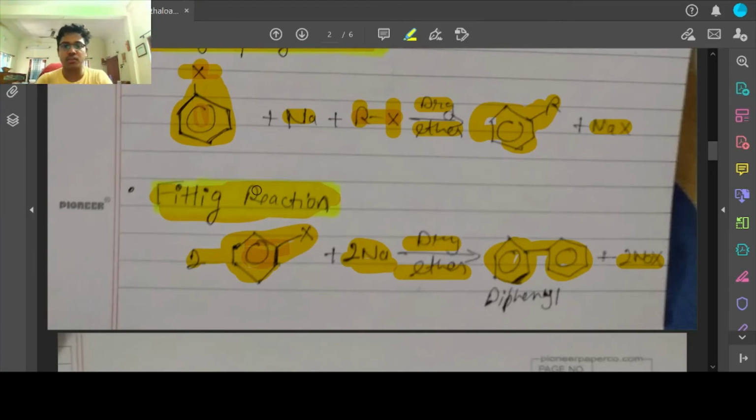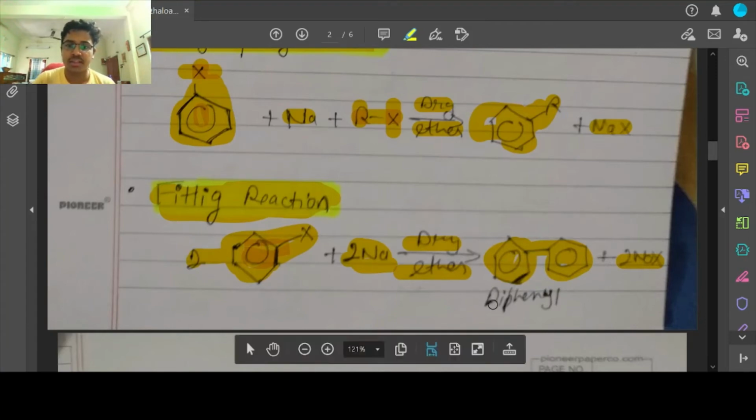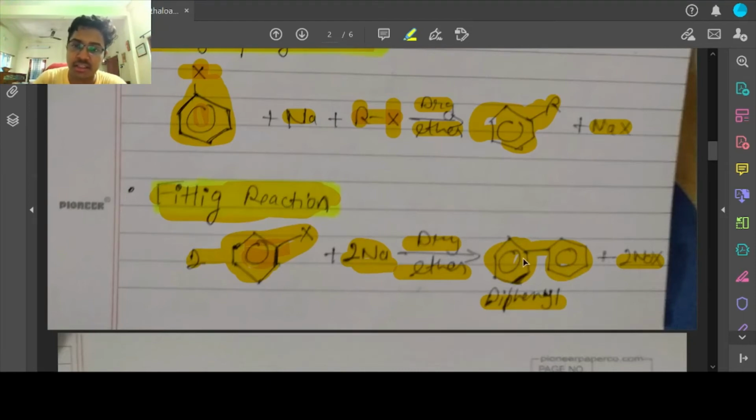So basically there are 2 moles of halogen, and these 2 moles of halogen are removed and a single bond forms between the two benzene rings. A single bond between two benzene rings forms diphenyl, or biphenyl, whatever you like to call it. So 2 moles of halobenzene plus 2 moles of sodium in the presence of dry ether gives diphenyl and 2 NaX. It's like two images merging together.